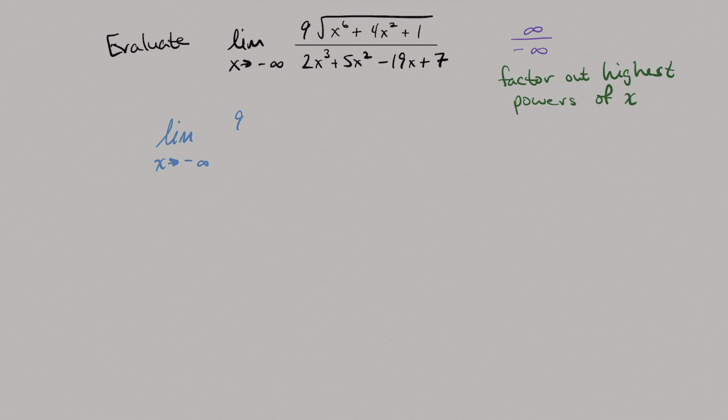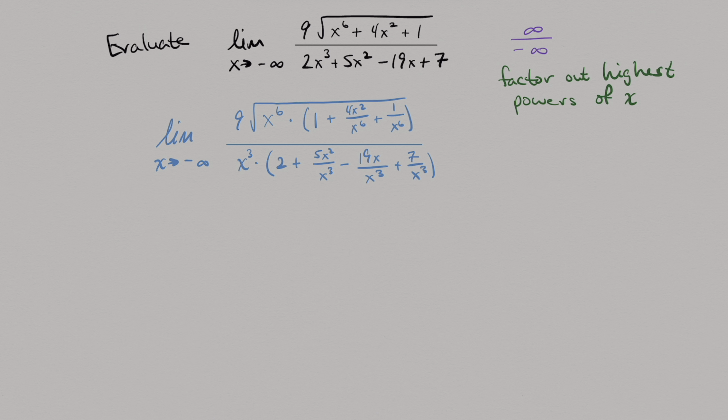So we factor out in the numerator the highest power of x, which is x to the 6th. So we'll factor out x to the 6th and we get 1 plus 4x squared over x to the 6th plus 1 over x to the 6th. And in the denominator, we'll factor out x cubed, which is the highest power down there, leaving behind a 2 plus 5x squared over x cubed minus 19x over x cubed plus 7 over x cubed. Now we'll simplify all the powers of x.